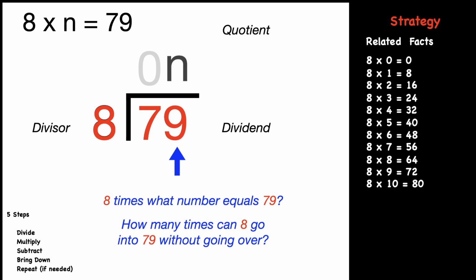Let's try one more. And that's too much. 8 times 10 is 80, which is too much. So we're going to go back to 8 times 9 is 72. That's as close as we could get to 79 without going over.